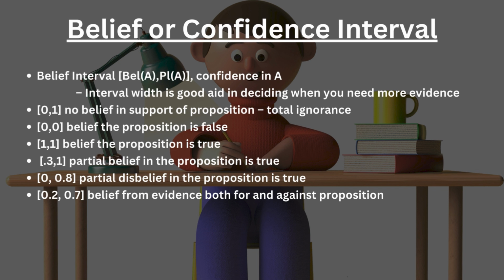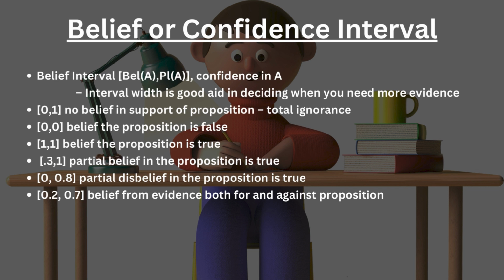Suppose the belief interval is 0, 1. That represents total ignorance. If the belief interval is 0, 1, it means we have no belief in support of the proposition, total ignorance. This interval suggests a wide range of uncertainty, indicating that we do not have enough evidence to form a strong belief. If the belief interval is 0, 0, it means we believe the proposition is false. This suggests strong evidence against the proposition. If the belief interval is 1, 1, it means we believe the proposition is true. This suggests strong evidence in favor of the proposition.